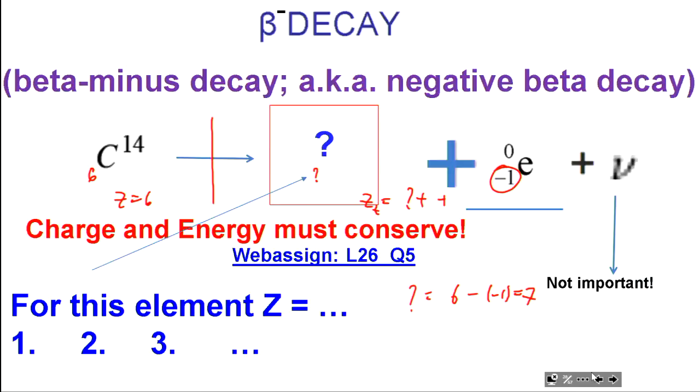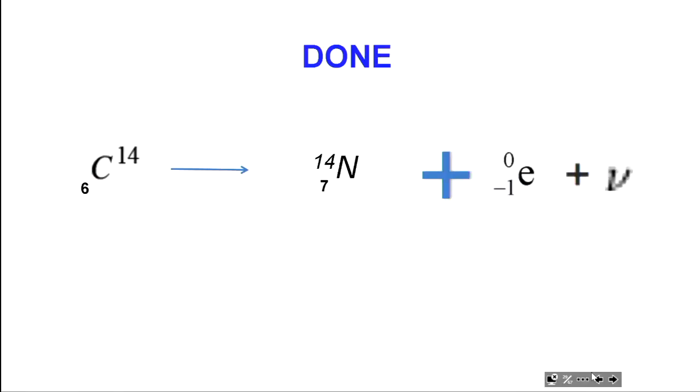Now, conservation of energy says that the total atomic mass number before and after should be equal. So 14 before and another question mark plus 0 after. So if this question mark is 7, this question mark should be equal to 14. This is an isotope of nitrogen. Done.